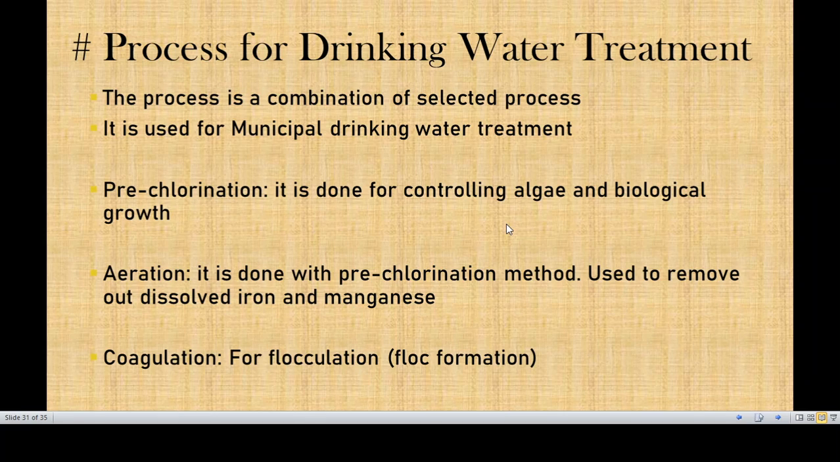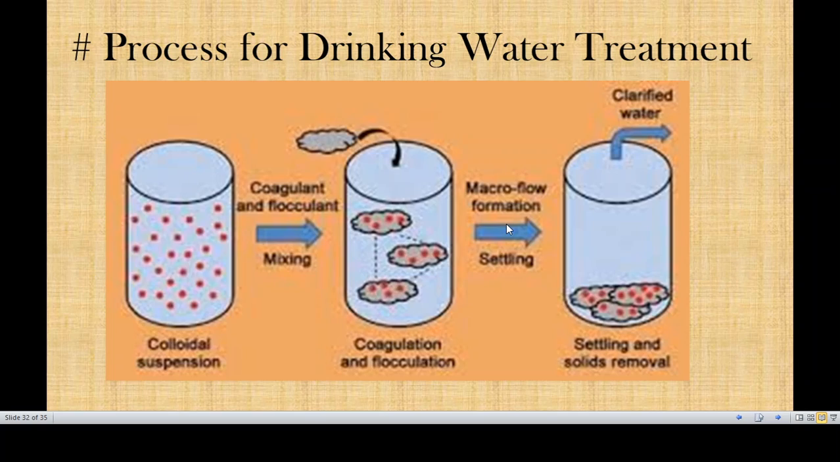ये कब किया जाता है, प्री क्लोरिनेशन के बाद में किया जाता है. The next method is called as coagulation. ओके, कोएगुलेशन में फ्लॉक्यूलेशन किया जाता है या फिर फ्लॉक क्रिएट किया जाता है. Now you can understand this very well with the help of this diagram. व्हाट डू यू मीन, व्हाट इज द मेथड ऑफ फ्लॉक्यूलेशन और what is the term of flocculation?